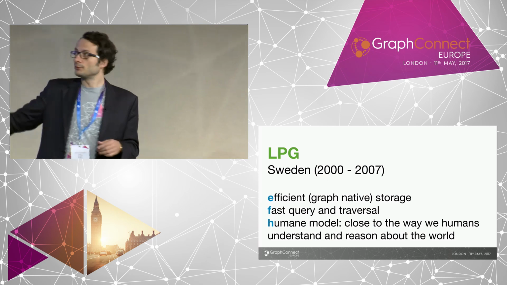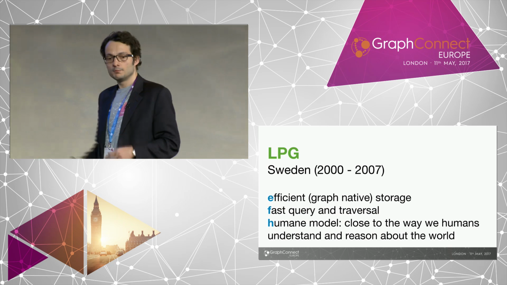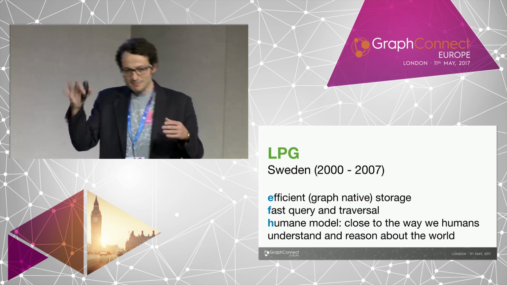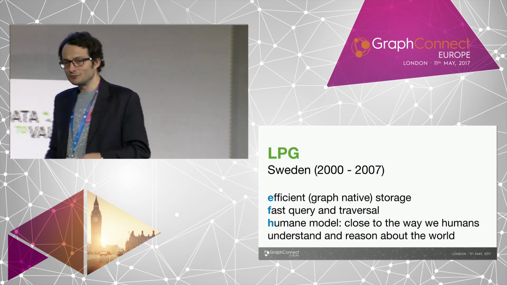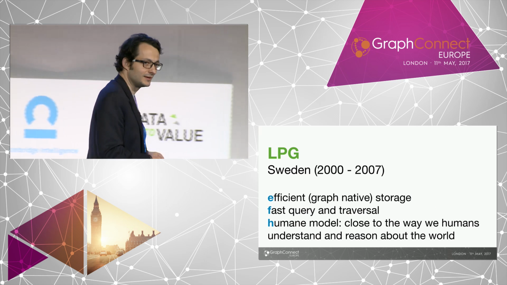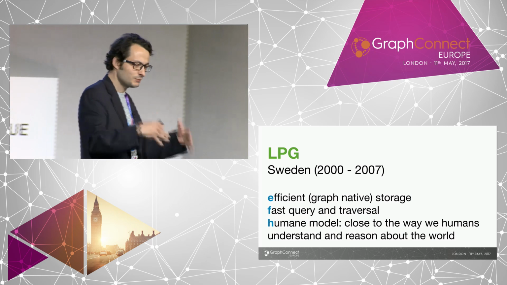Then on the other hand, the label property graph is the model behind Neo4j. For a more detailed story, I would recommend you go to YouTube and watch this video by our chief scientist, Jim Webber, where he explains where it all comes from.